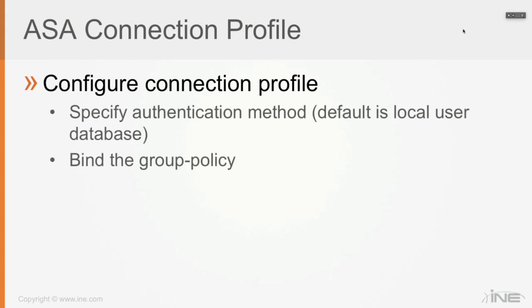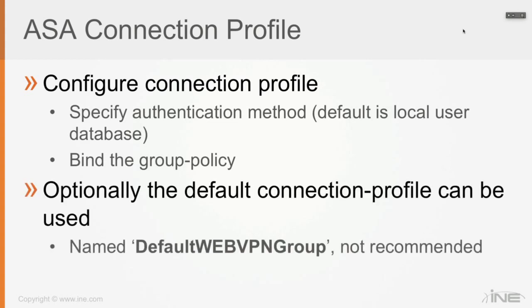Then the connection profile, we'll specify the authentication method. We will leave it the default of the local database, and of course we bind the group policy for the same reason, so that when a clientless SSL VPN connection lands on a connection profile, the ASA knows how to authorize that session, because it's going to have attached the group policy. Likewise, you can use the default connection profile, not recommended.